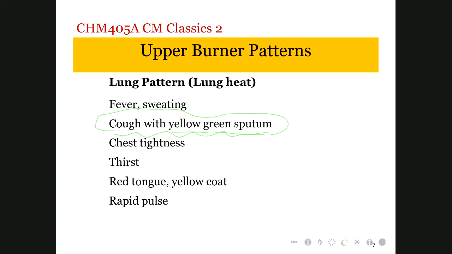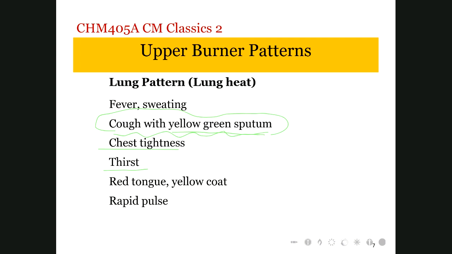This is triple burner, and they adopt both triple burner and the four levels based on the information here. But this is not the four levels, so they mixed everything. But they still call it an upper burner condition. The problem is related to the lung organs and the lung system. So tightness in the chest tells us the lung is affected. Thirst tells us the heat is exuberant.